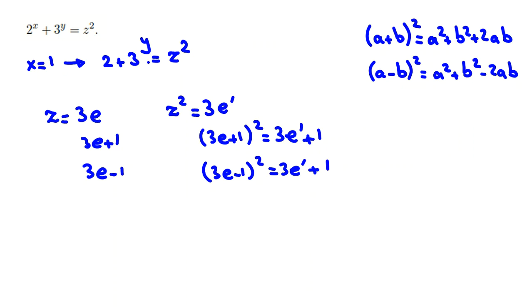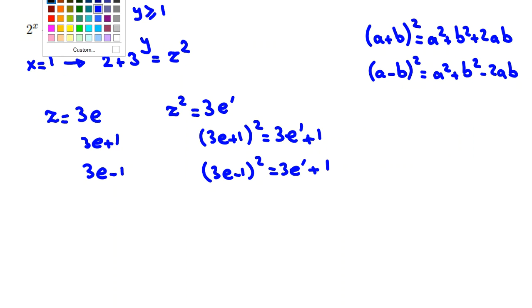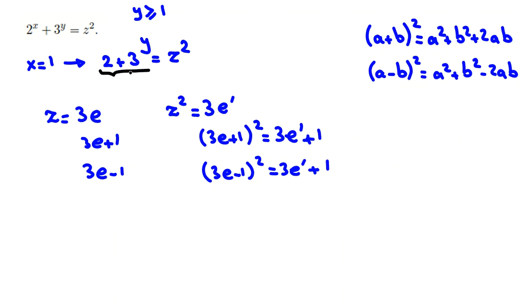Now, we considered when y is 0. So here, without loss of generality, we can consider y is at least 1. So if I consider the remainder when divided by 3, the first part is 3q plus 2. But this number is 3e prime or 3e prime plus 1. So the remainder of the left hand side is 2. The remainder of the right hand side is 0 or 1. So that's a contradiction. So for x equals 1, we don't have any answer.